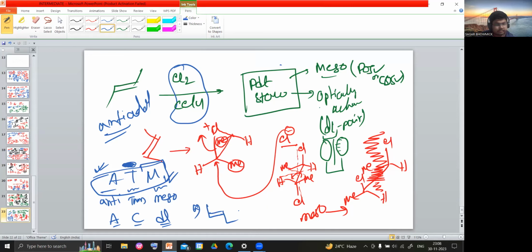Solve this question yourself. But one more thing I'm going to tell you, one very important thing. Here two types of product are possible. One is meso, which is optically inactive, and second is a DL pair. That means this particular product, if it is D, it is optically active, if only L is formed.